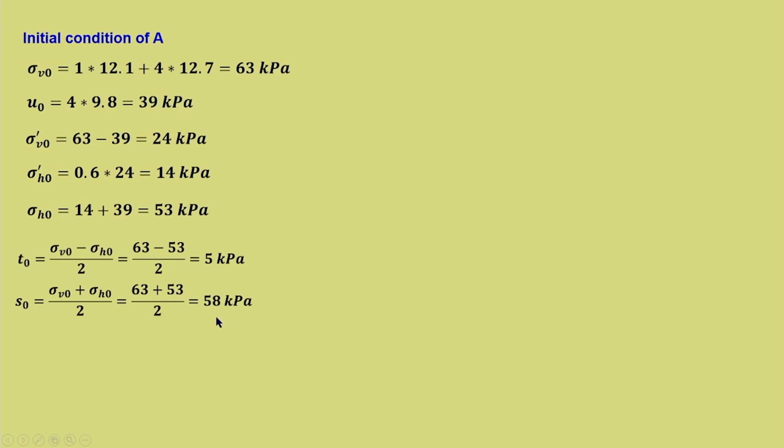So, the initial condition is now known. S naught dash is S naught minus U naught, which is equal to 58 minus 39, which is equal to 19 kilopascal, because U naught is 39. So, all these initial conditions are known now.